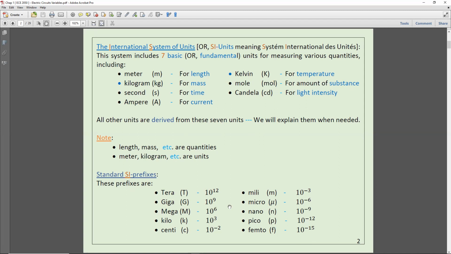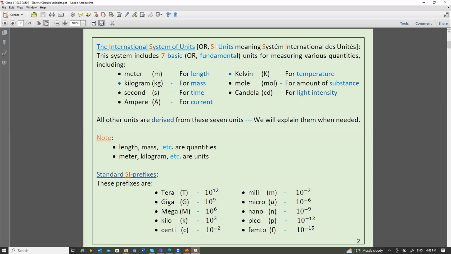I will explain very quickly, but you should know what these are. For example, sometimes we use tera. Tera is 10 to the power 12, giga 10 to the power 9, mega 10 to the power 6, kilo 10 to the power 3, centi 10 to the power of -2, milli 10 to the -3, micro 10 to the power of -6, nano -9, pico -12, femto -15. Okay, is that okay?